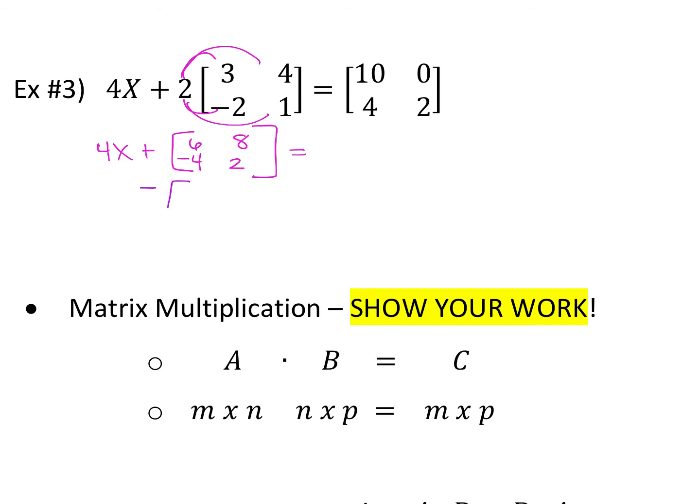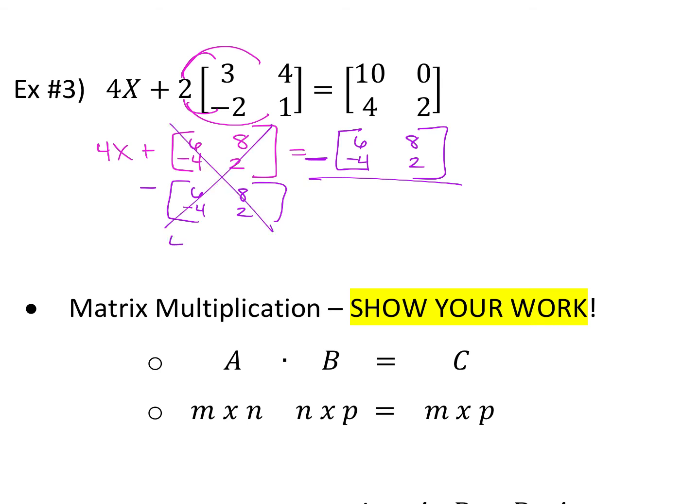Subtract that matrix. We're going to take this one away. Take away 6, 8, negative 4, and 2. So we're going to do that over here too. 6, 8, negative 4, and 2, and subtract it. So I'm just going to write that down here. This stuff's gone now. So we have 4x equals, so here's what you're looking at.